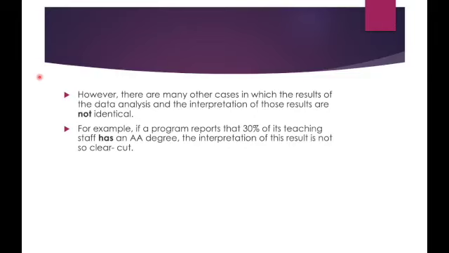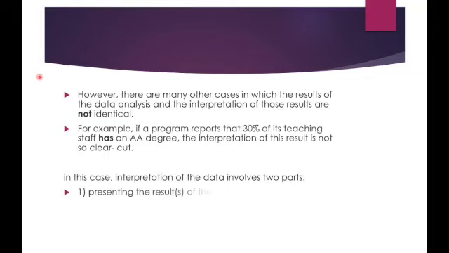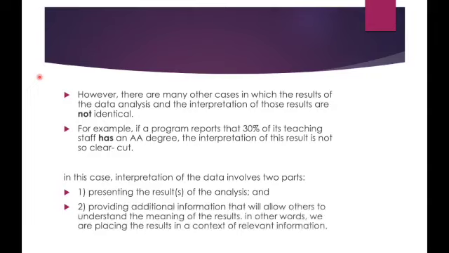So for example, if the report says 30% of the teaching staff has an AA degree, we don't really know what this means. In order to interpret the data, it involves two parts. First is to present the results of the analysis, and the second is providing additional information that will allow others to understand the meaning of the results. In other words, interpreting is to make sense, or to say what the meaning is. What does the result mean?